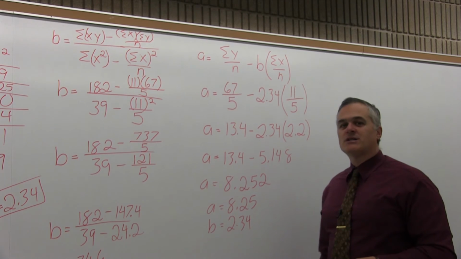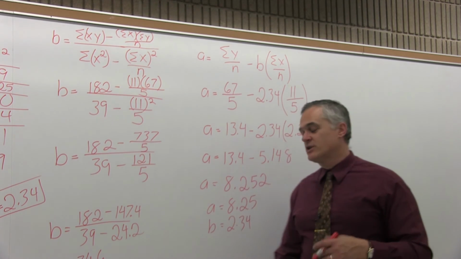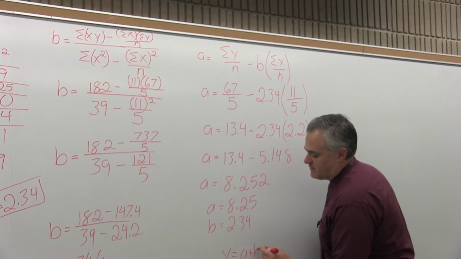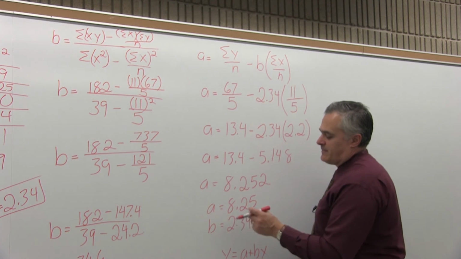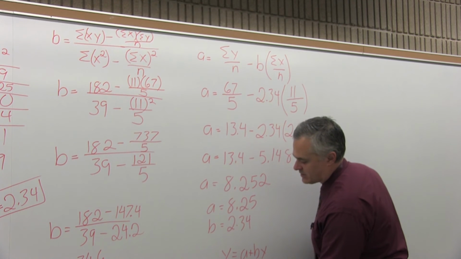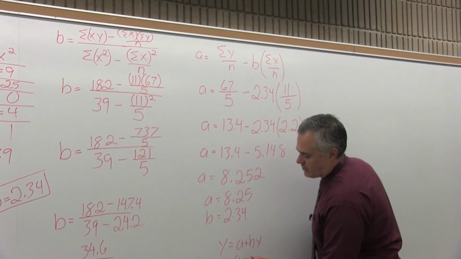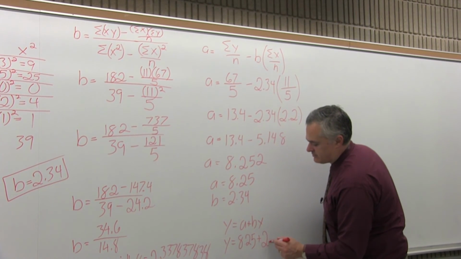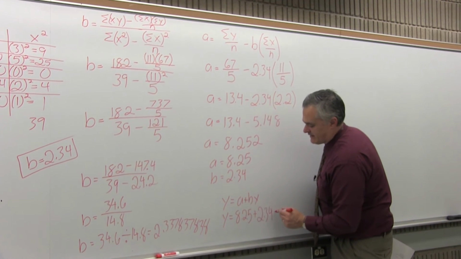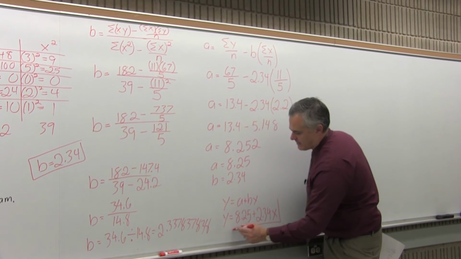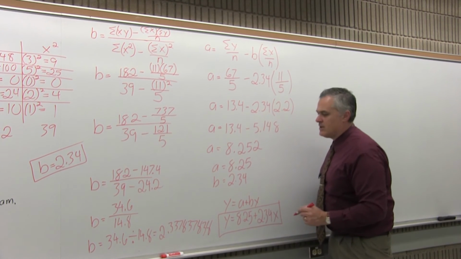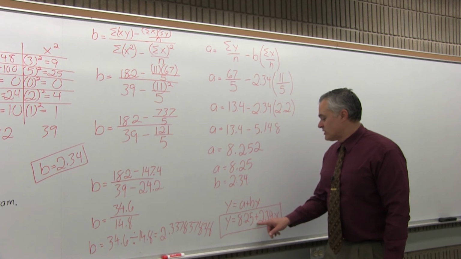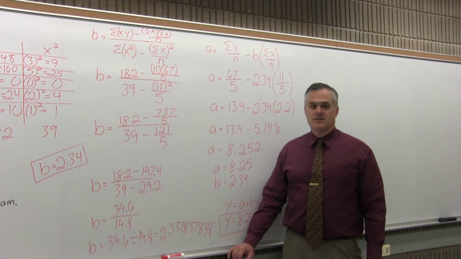So the final step in the process of finding the y equals a plus bx equation, or linear regression equation, is to write it in the form y equals a plus bx. So now at this point, the a is 8.25, so y equals 8.25 plus b is 2.34, and then the x stays. So that's the linear regression equation, y equals 8.25 plus 2.34 times x.